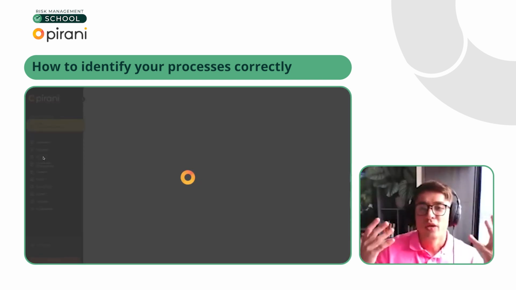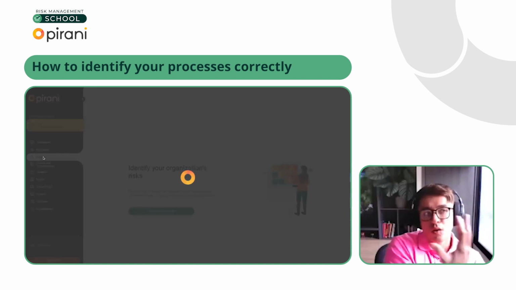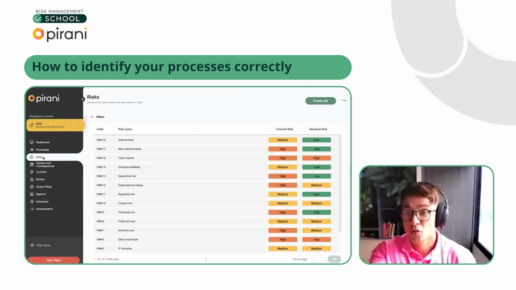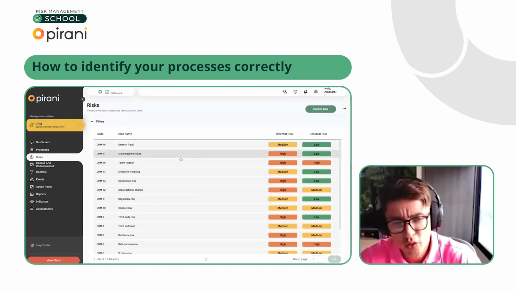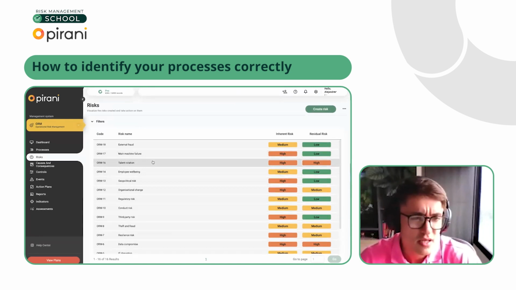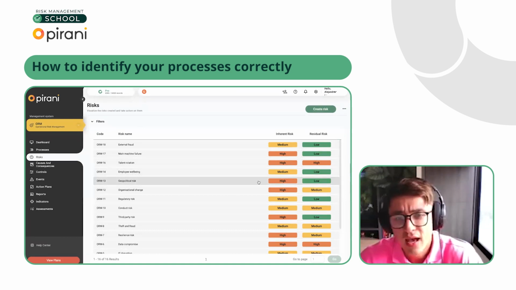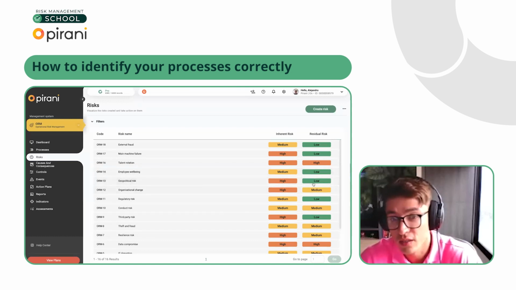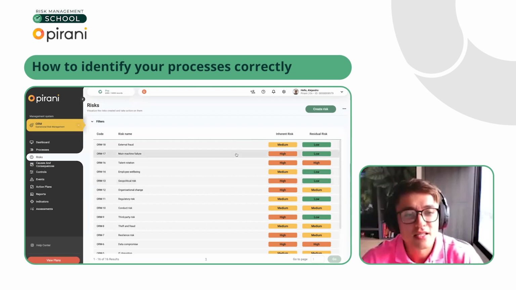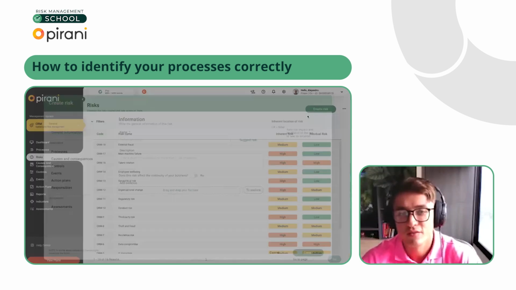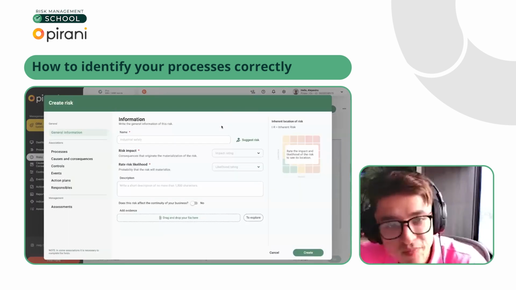And remember that we can start from the outcome of the process in order to create the risks. So here we have already created risks. As you can see, one risk is geopolitical risks, and I have the inherent risk is high, and the residual risk is low. But let's start from the beginning and create some risks from scratch.